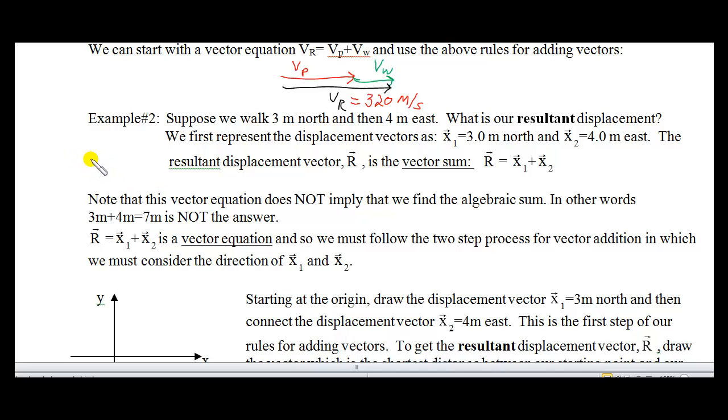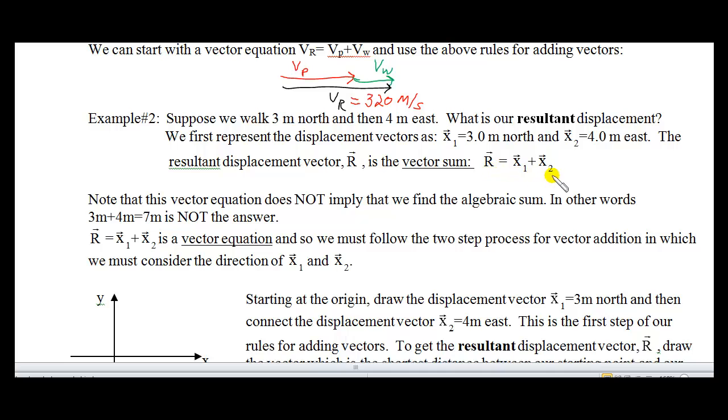Okay, make sure you write this geometric vector addition expression in your supplement, and then we're going to take a look at this example number 2. Suppose we walk 3 meters north and then 4 meters east. What is our resultant displacement? We first represent the displacement vectors as x sub 1, that's our first vector, and it's equal to, of course, 3.0 meters, and we're going north. The second vector can be represented by x sub 2, and we're going 4.0 meters east. The resultant displacement vector r is the vector sum.